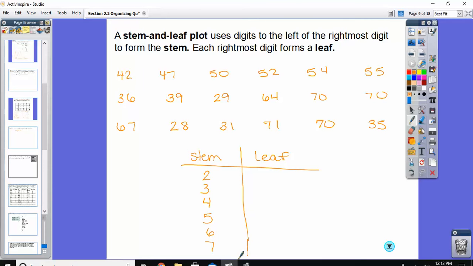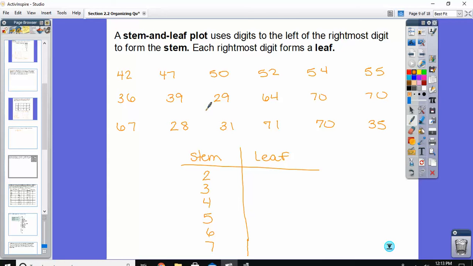Now, regardless of if I had a point using everyone, maybe I didn't have any 40s, you still need to go ahead and list the 4 there because you're listing things above and below it. Does that make sense? So if you start at 2 and end at 7, include every number between them. All right, my leaves, we just list the one spot in order.